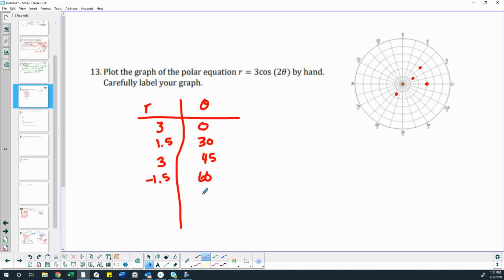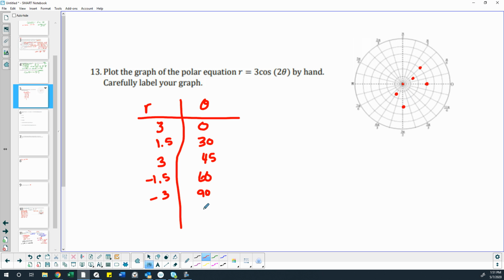Okay, then I'm going to plug in 90, which means I'm doing the cosine of 180. And the cosine of 180 is negative 1. So negative 1 times 3 is negative 3. So for 90 degrees, we go backwards 1, 2, 3.